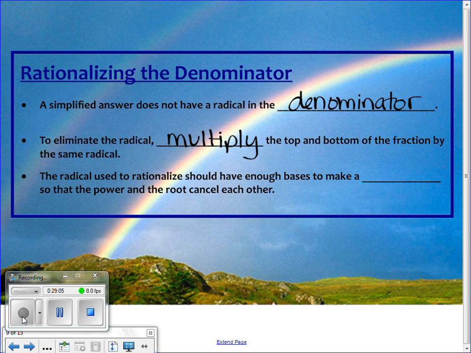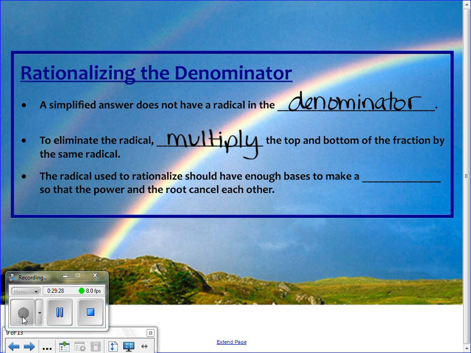And remember we multiplied top and bottom by the same thing? The radical used to rationalize should have enough bases to make a blank so that the power and the root cancel each other. Have enough bases to make a... I want to say numerator. I give up.